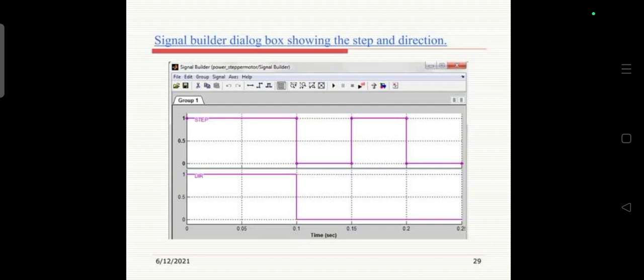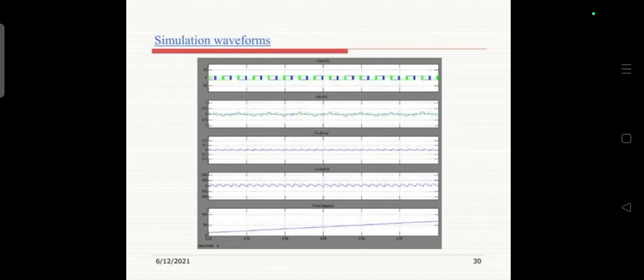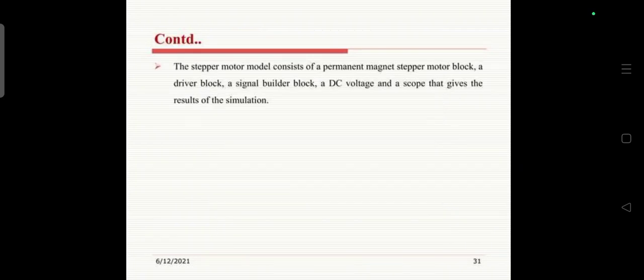This is the signal builder dialog box, which shows the step and direction of the stepper motor. Okay, this is the simulation waveform. The stepper motor model consists of a permanent magnet stepper motor block, a driver block, a signal builder block, a DC voltage, and a scope that gives the results of the simulation.